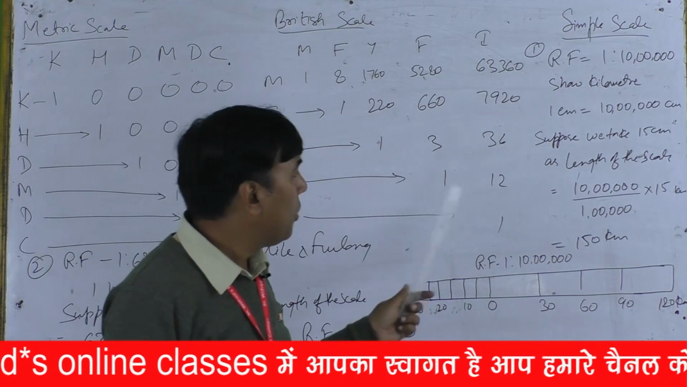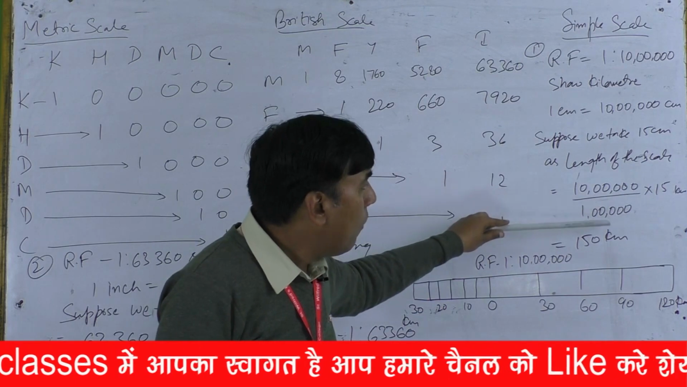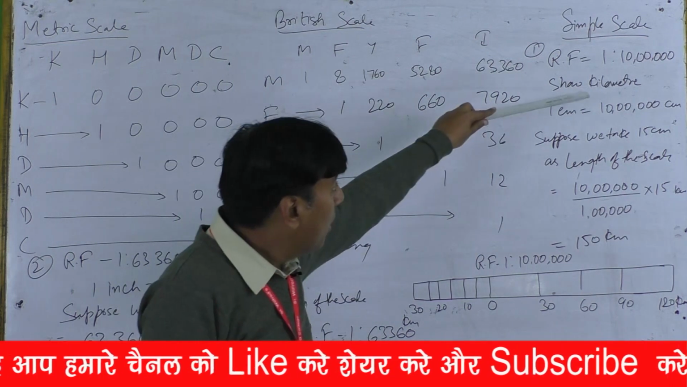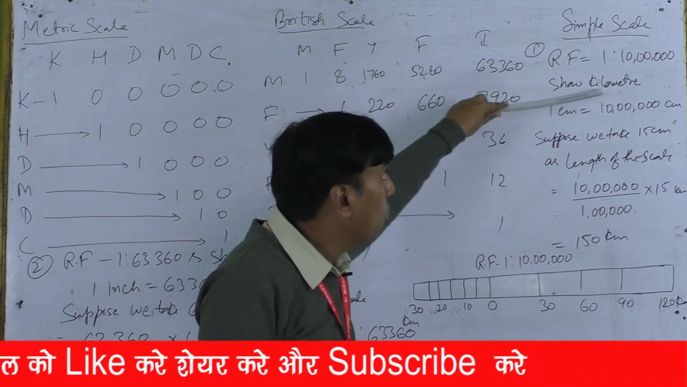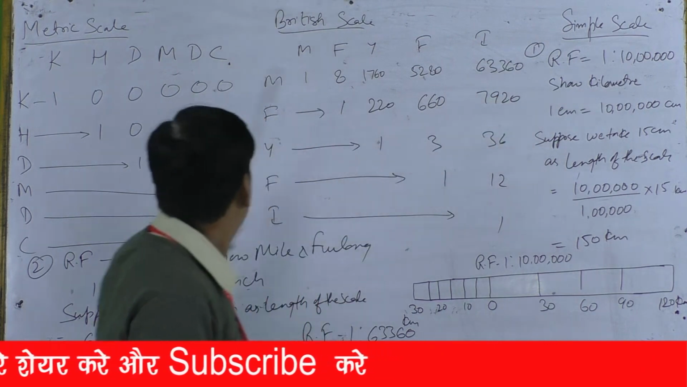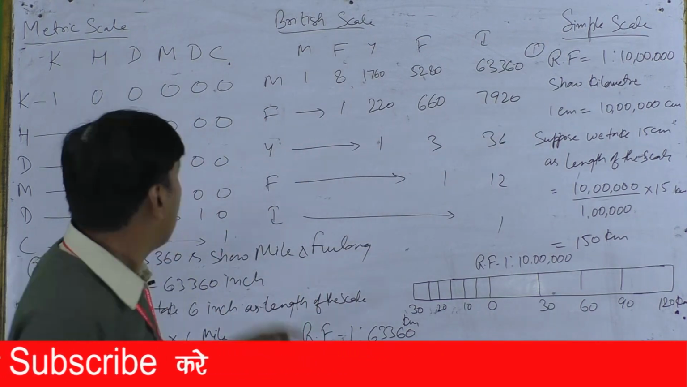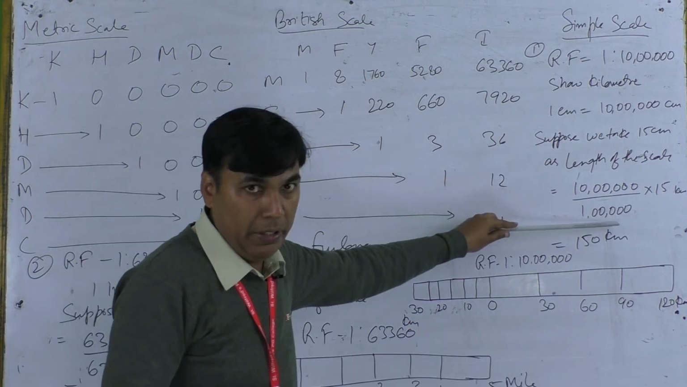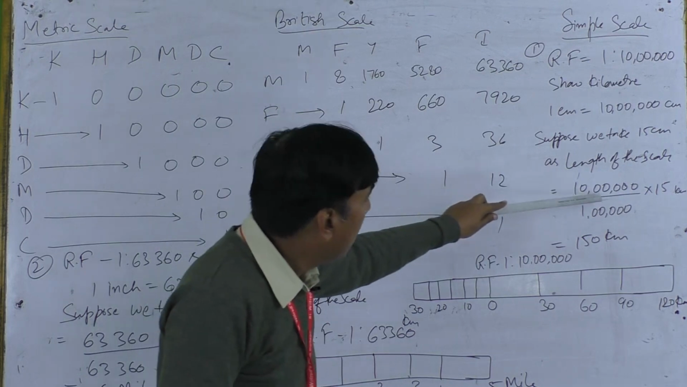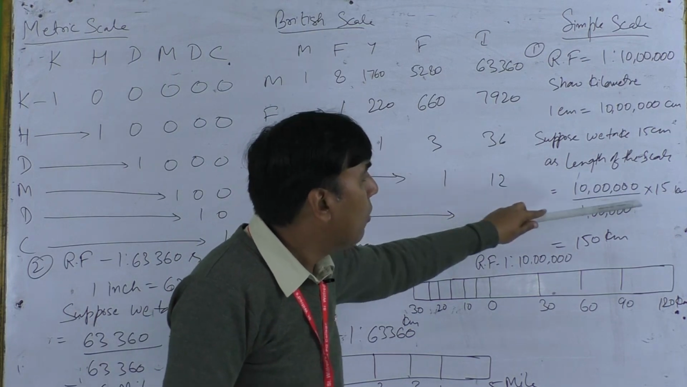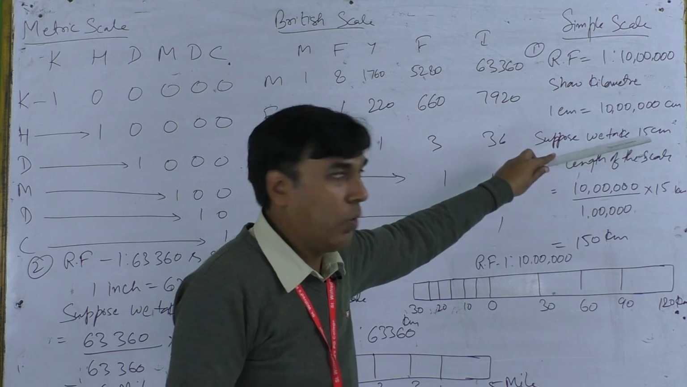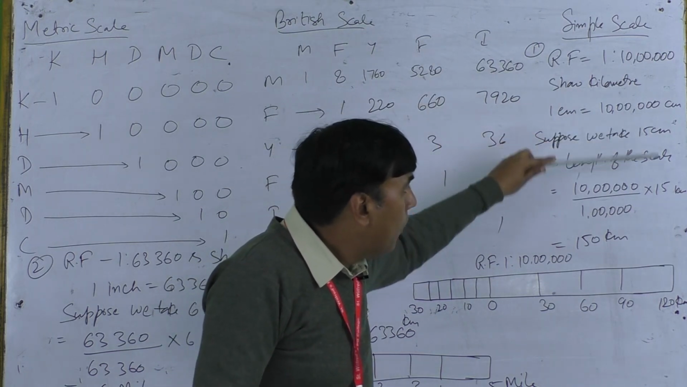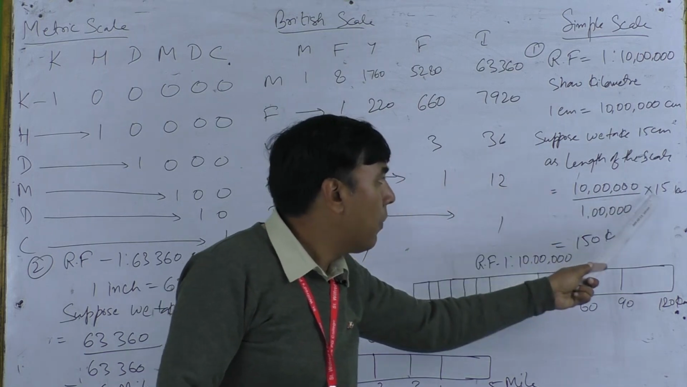So what will be the calculation? 10 lakh divided by 1 lakh. Why? We are using 1 lakh because the question demands that we show it in kilometers. So in 1 kilometer, how many centimeters? In 1 kilometer there are around 1 lakh centimeter. Okay, so 10 lakh divided by 1 lakh into 15. What is 15? Because we are supposing that we will draw a 15 centimeter line. So we are using 15.